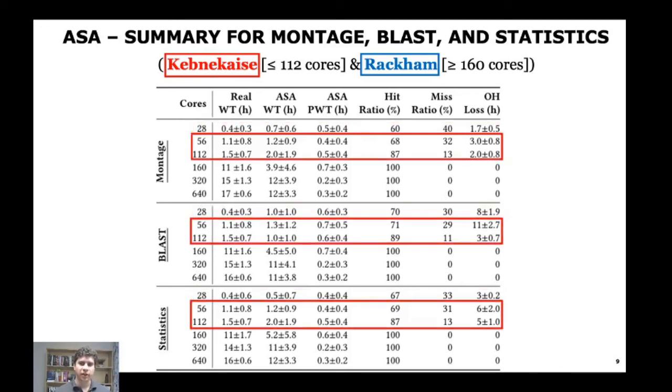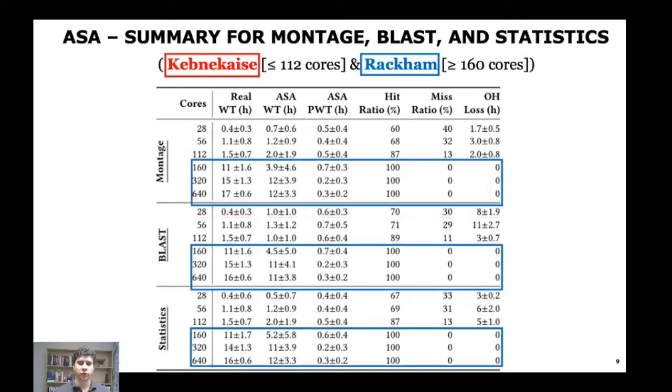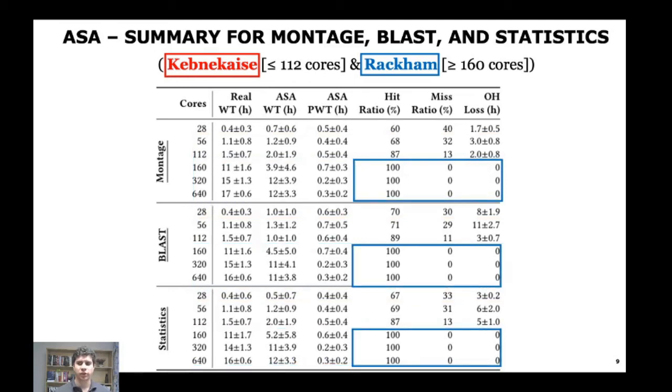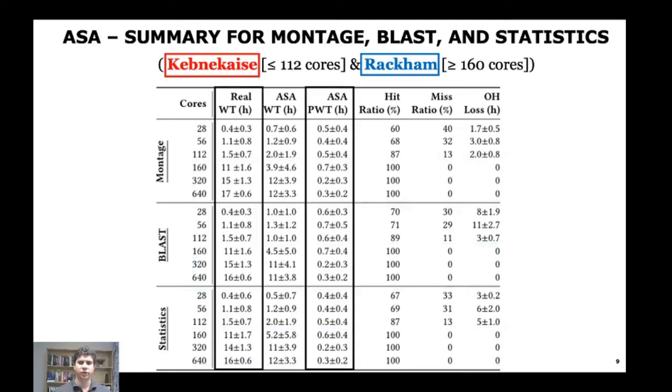We can see in Kebnekaise that as the allocation size increases, the variation in the workload decreases, and as estimations improve, this results in higher hit ratios and lower perceived waiting times. In RACKHAM, where workflows use more than 160 cores, this behavior is not seen, and thus ASA achieves 100% hit ratios in all submissions with no overheads. Compared to the real waiting time, the perceived waiting time reductions are notable, and thus ASA is able to reduce the total workflow makespans quite dramatically.